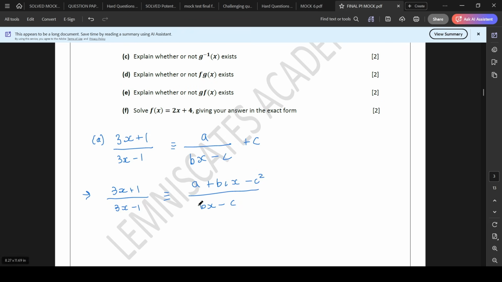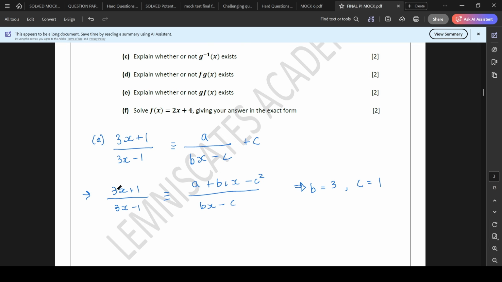So from the denominator, we are able to compare that the value of b is 3 and the value of c is 1. So from here we can say that this implies b is equal to 3 and c is equal to 1. Now what about a?